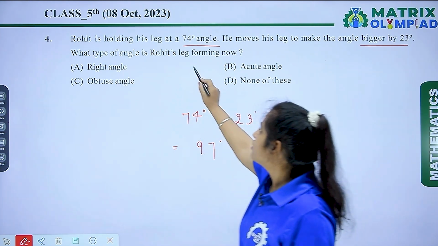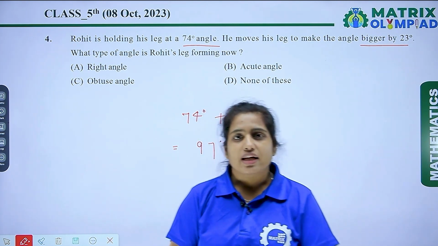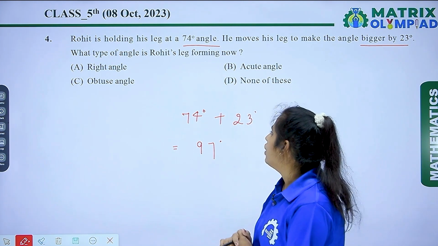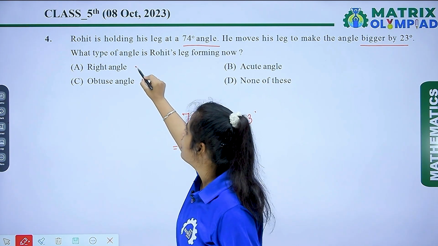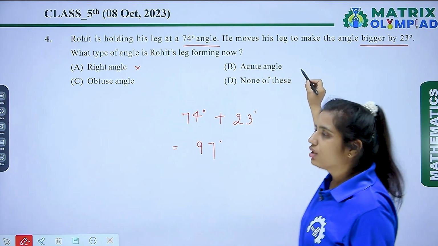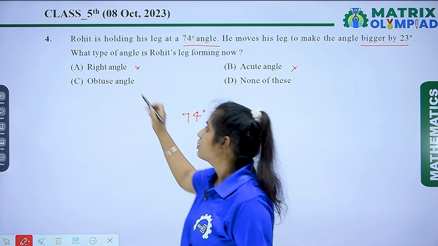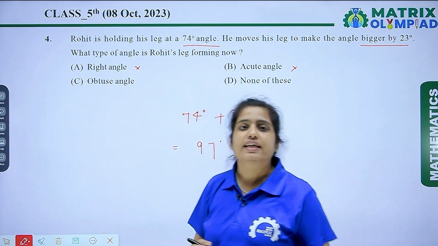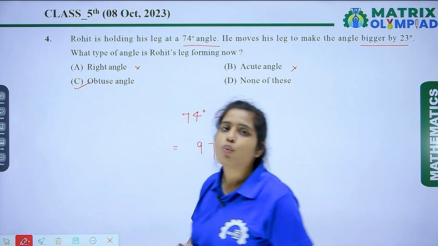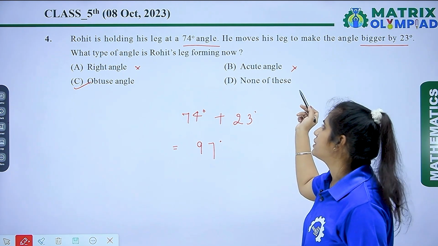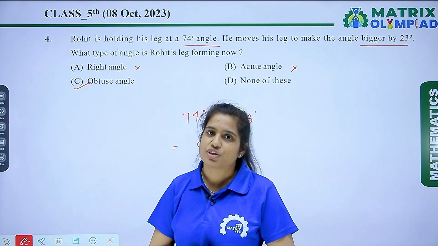So in this question, what is asked? What type of angle is Rohit's leg forming now? अब कितने डिग्री का एंगल फॉर्म हो रहा है? Now here 97 is a right angle? No. Is an acute angle? No. We know that कि 90 डिग्री से जो कम होगा that is acute angle. Obtuse angle? Yes, it is an obtuse angle because it is more than 90 degree and less than 180 degree. और लास्ट ऑप्शन हमारे पास नॉन ऑफ दीज है, तो वी गेट द करेक्ट आंसर, दैट इज ऑप्शन सी.